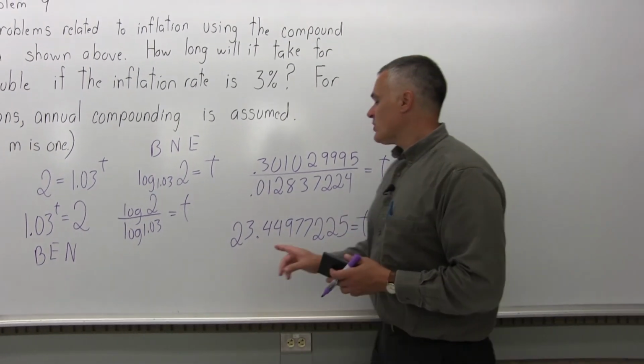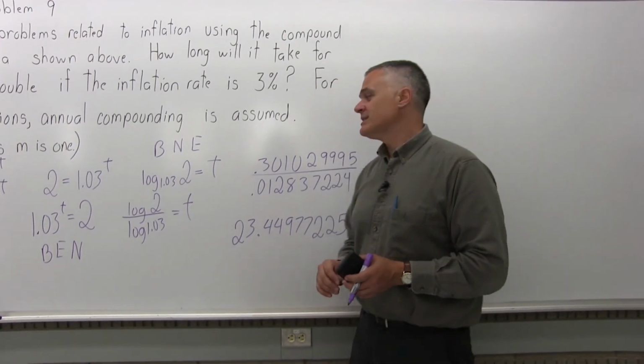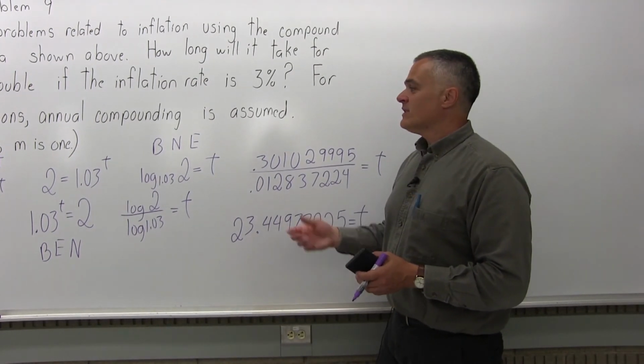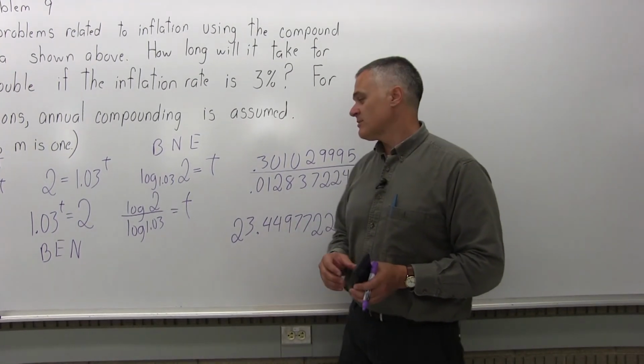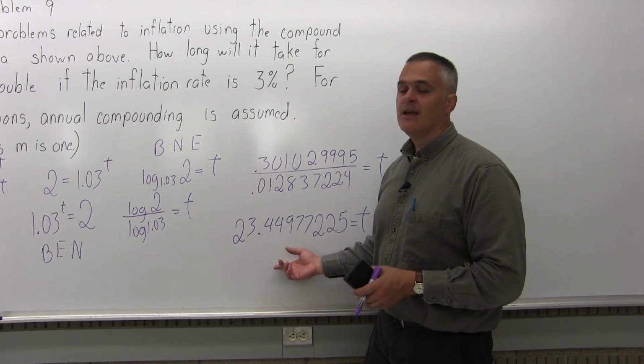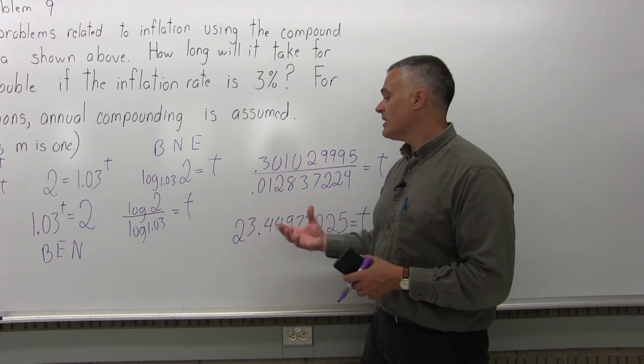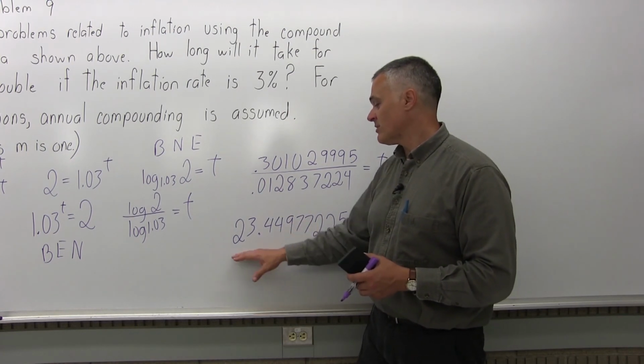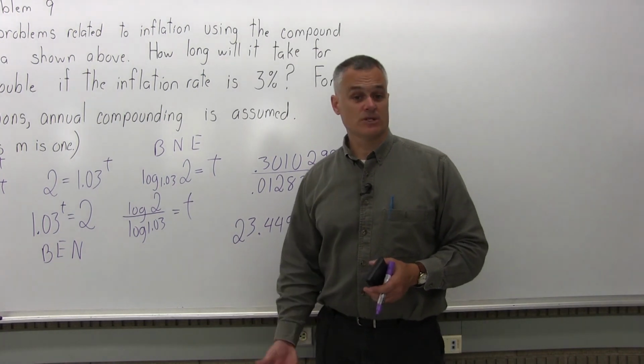So it'll take almost 23.5 years for prices to double if the inflation rate stays at 3%. So something that costs you $100 today, that same thing 23.5 years from now, approximately 23.5 years, will cost you $200, cost you twice as much.